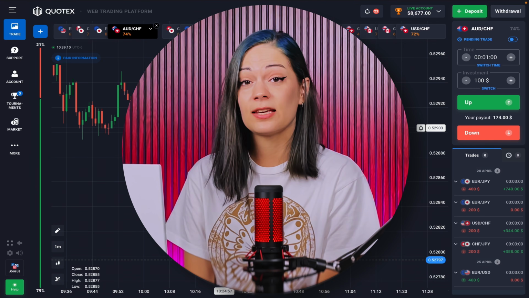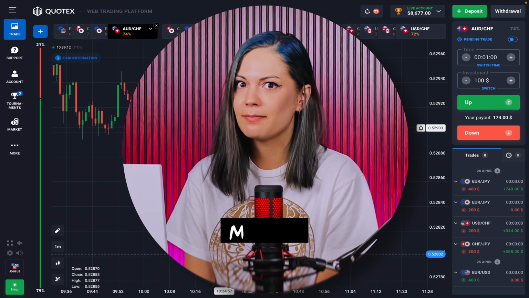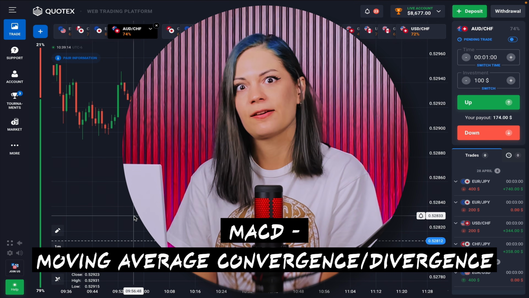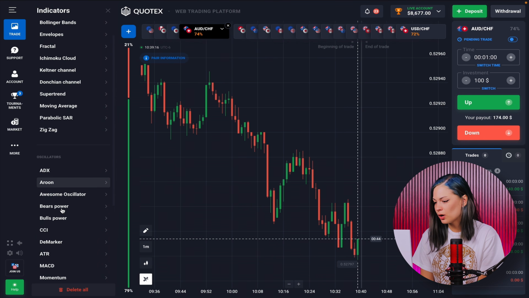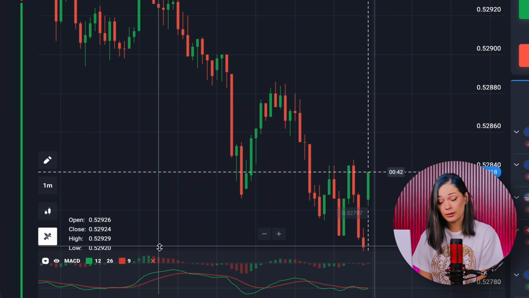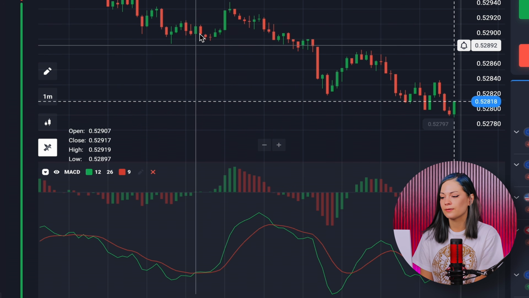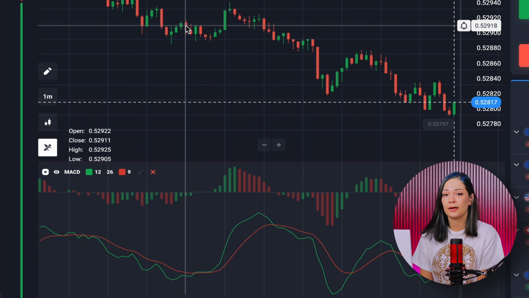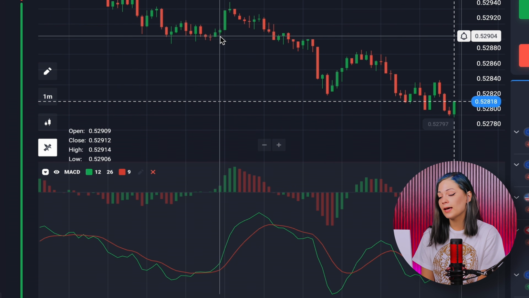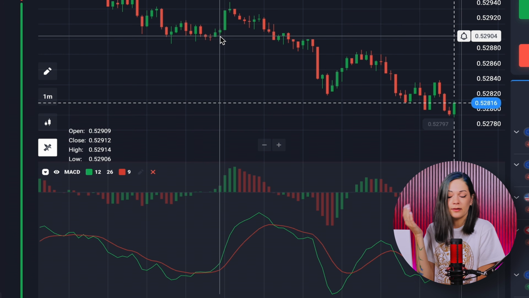But now let's get finally started. So the first indicator that we need is of course MACD, moving average convergence divergence. Let's add it to our chart and let's talk about it. So the MACD indicator is basically needed to find momentum. It helps to find price reversal points on the chart, and of course it predicts them quite well.